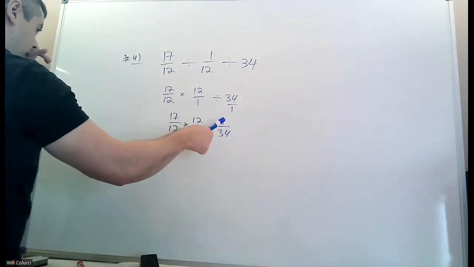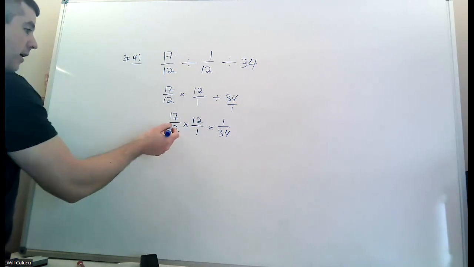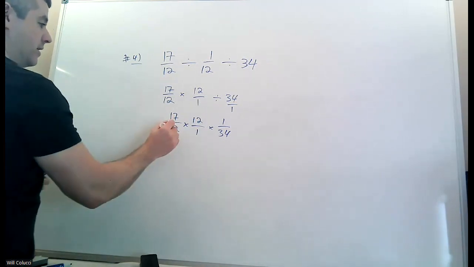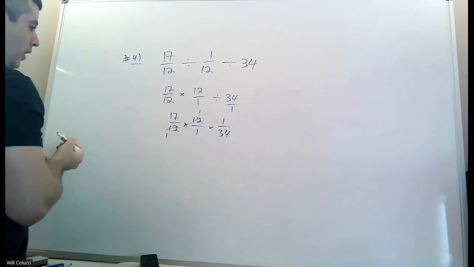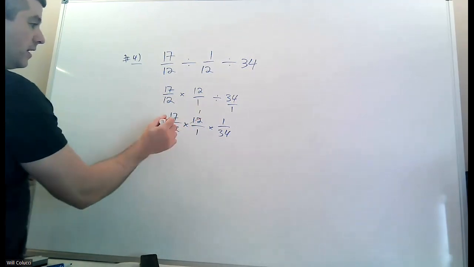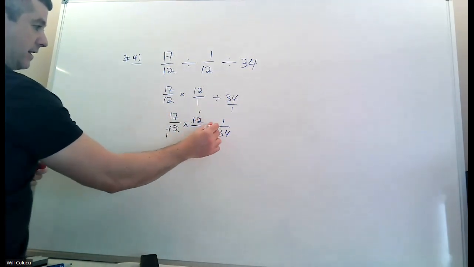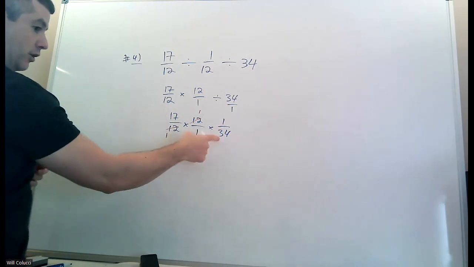Here I was dividing by 34. That's times by 1/34. Now, I mean, this is kind of ridiculous. You could cross these out. 12 divided by 12 is 1. Now I'm left with a 17 and a 34. 17 goes in evenly.